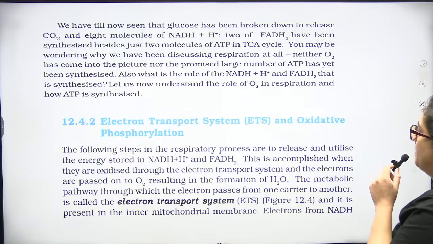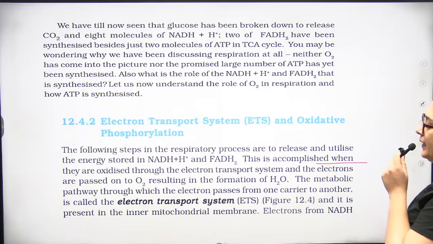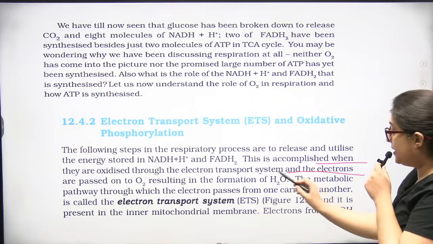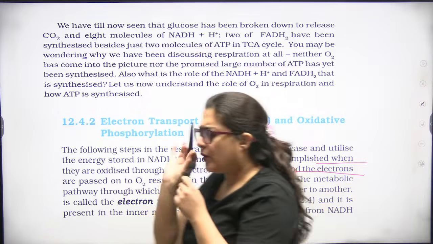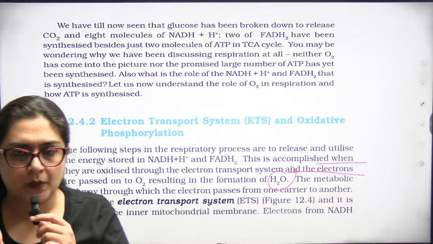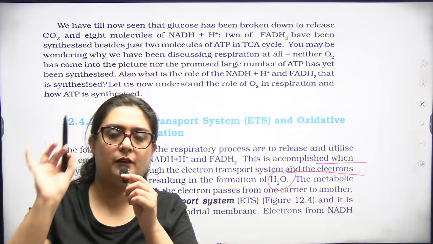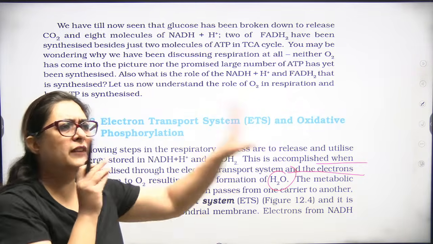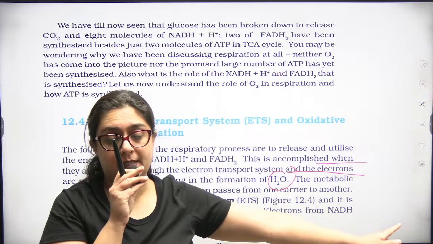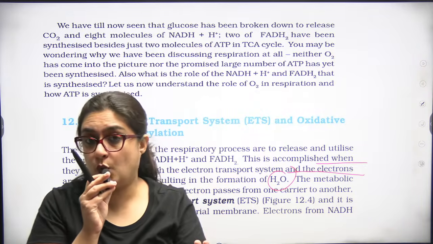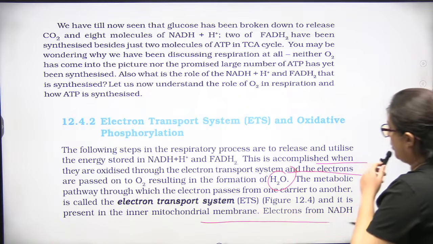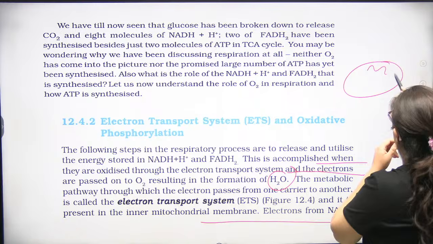Now, ETS and oxidative phosphorylation. This is accomplished when they are oxidized through the electron transport system and electrons are passed on to oxygen, resulting in the formation of H2O. Electron transport system is just telling you that electrons are transferred from one step to another, and here what we are dealing with is formation of H2O. We very well know that even in photosynthesis, the oxygen derives from H2O, splitting of water. It is present in the inner mitochondrial membrane. Inner means the foldable membrane.